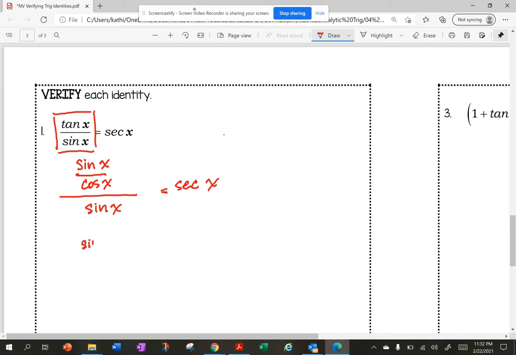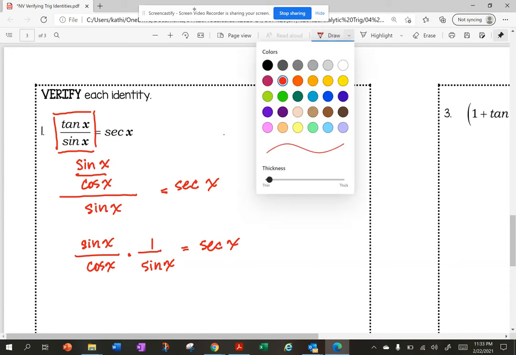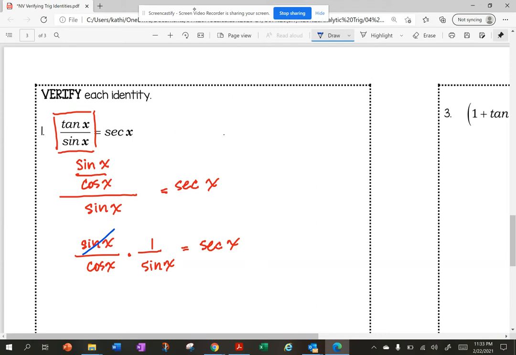So this is going to be sine of x divided by cosine of x. So this is really sine of x over 1. So when I flip it, it is 1 over sine of x. And that equals the secant of x. So at this point now, I am all multiplied out. So I have sine of x divided by sine of x. So that simplifies to 1.